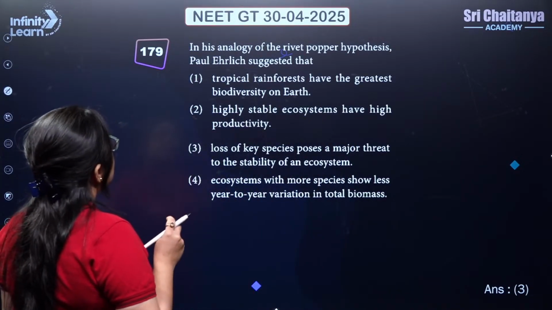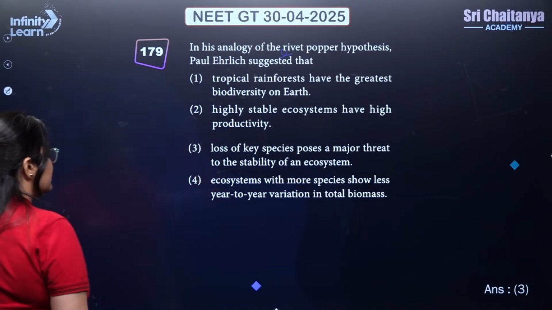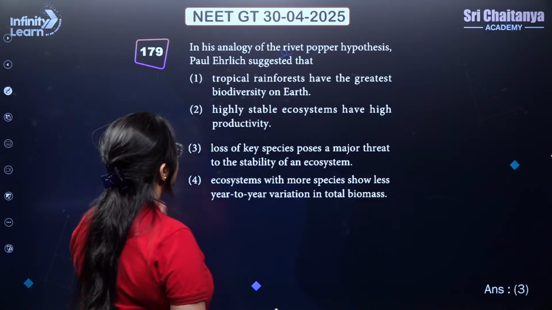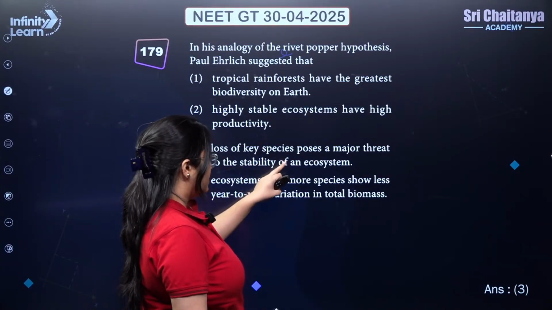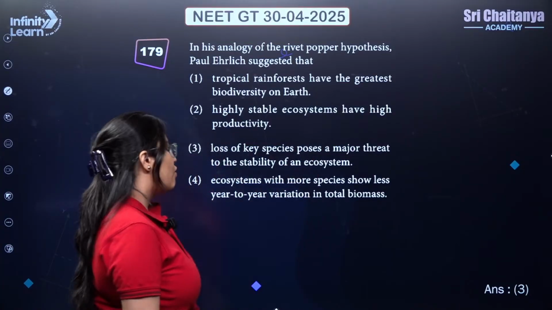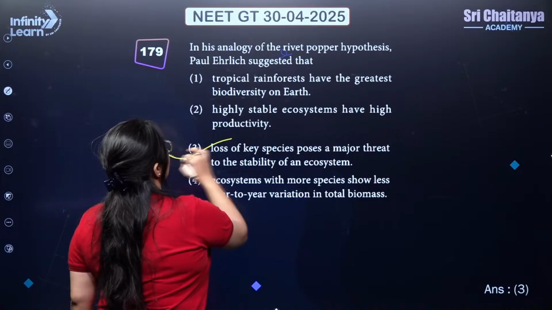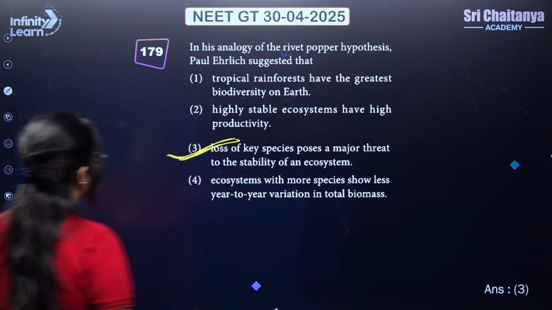In his analogy of the rivet popper hypothesis, Paul Ehrlich suggested that loss of key species poses a major threat to the stability of an ecosystem. So the correct answer is 3. Yes, guys. Next, correct answer is 3.